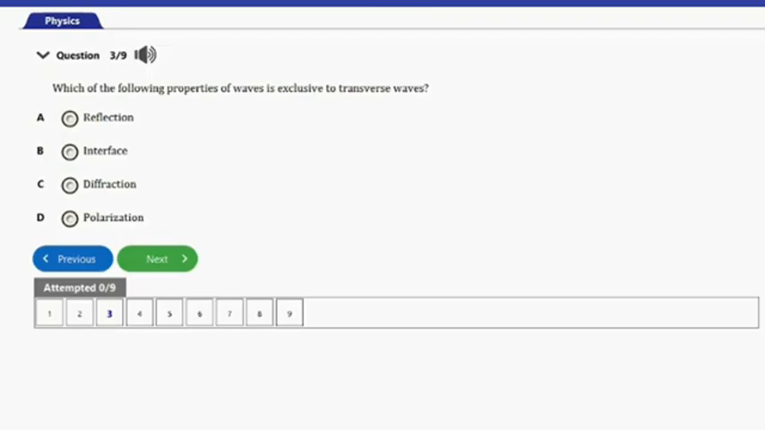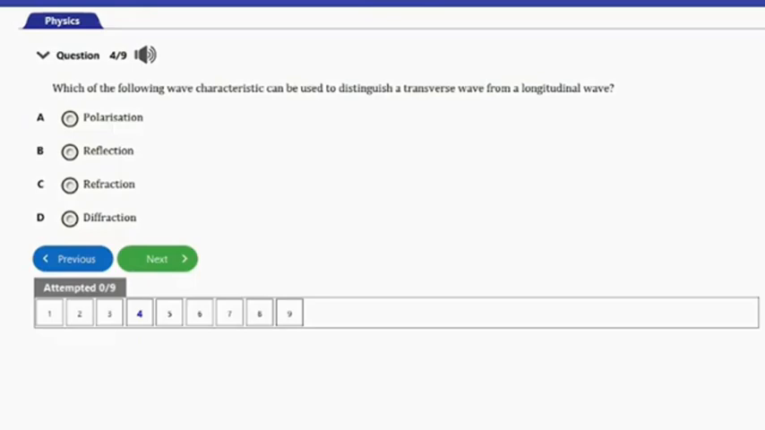Let's go ahead and consider the next question. Question number 4 says, which of the following wave characteristics can be used to distinguish a transverse wave from a longitudinal wave? We have A, polarization, B, reflection, C, refraction, D, diffraction. The answer to this question is option A, that's polarization. So that's it for this question.